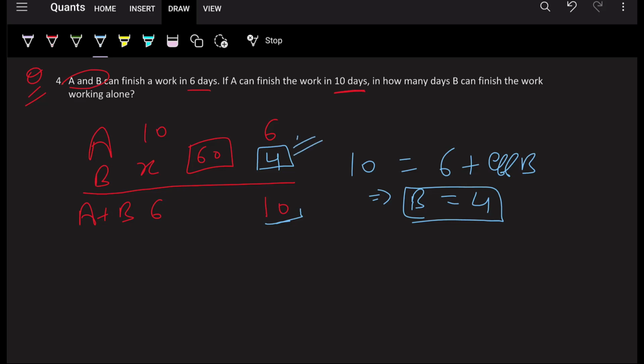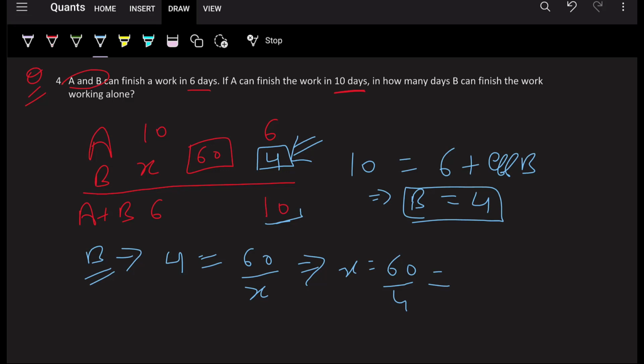Okay, this calculation is important. Okay, so now here, if efficiency of B is 4, then 4 is equal to total work upon days taken. So from here, X is equal to 60 divided by 4, and this will be equal to what? 15 days. So if B works alone, it will take 15 days to complete the whole work.